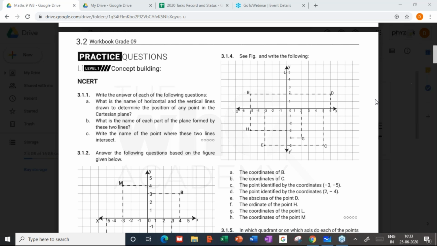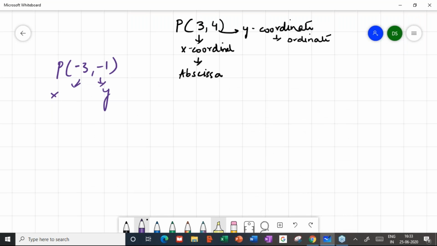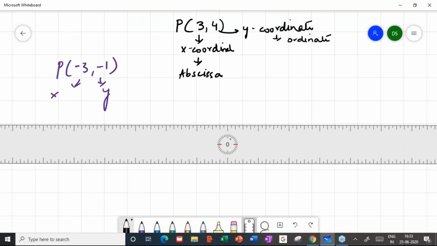Oh, okay, I see you are having difficulty in this. Okay, I'm going to explain it to you quickly. I don't want a ruler.